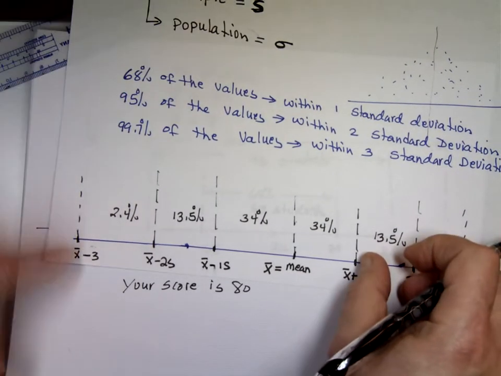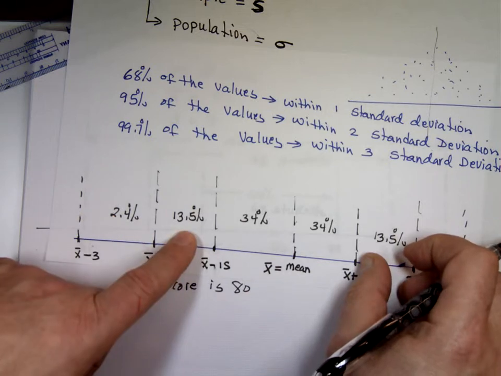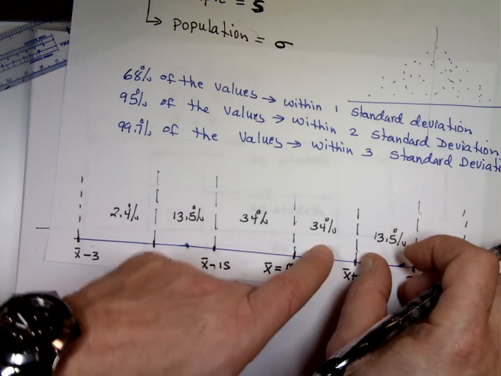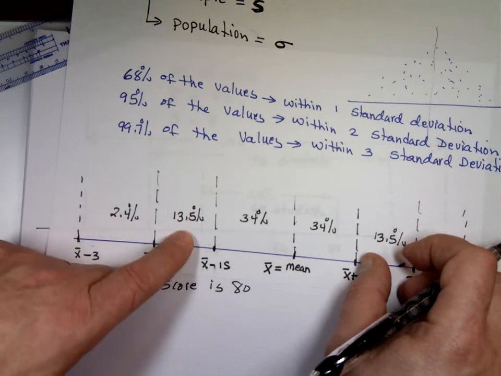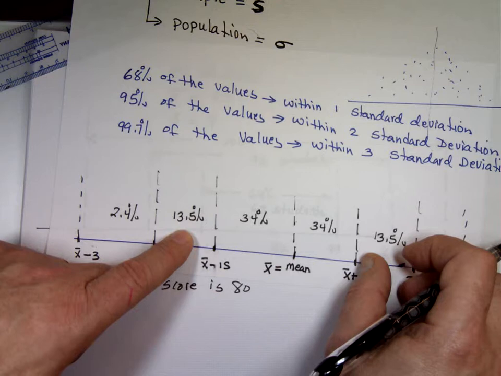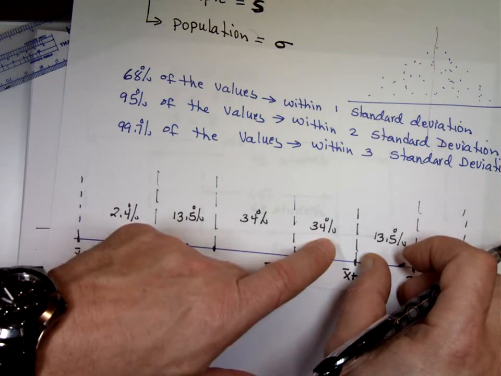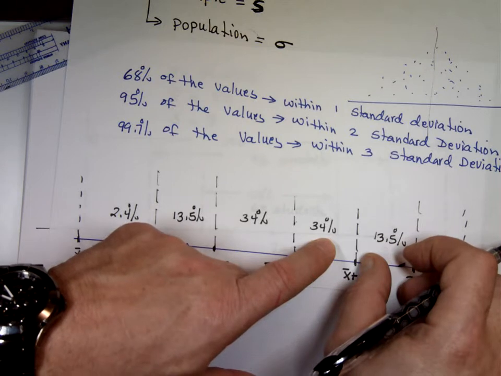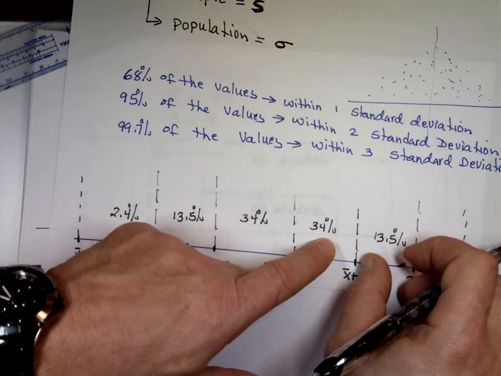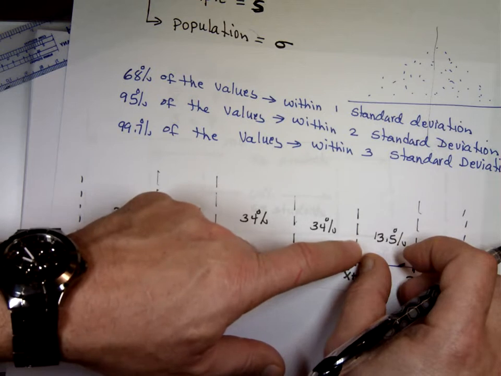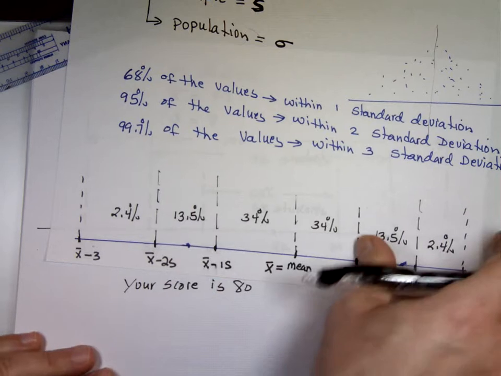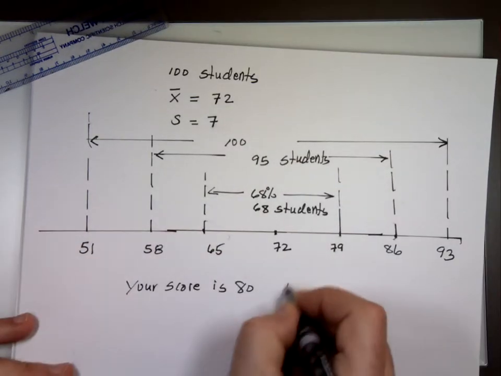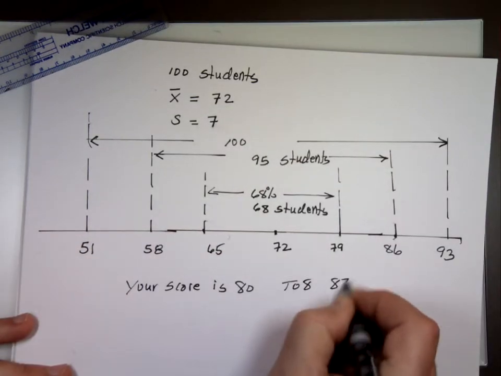There's 2.5, 13.5 below you, 34% below you, 34, maybe 5 more here. So what's 2.5 and 13.5? That's 16. 16 and 34 is what? 50? 84. And maybe 2 or 3 more, 87. You're in the top 87% of the class.